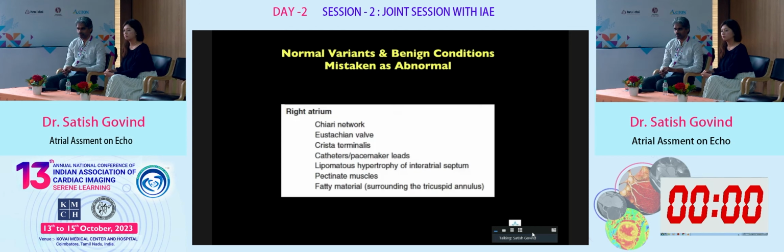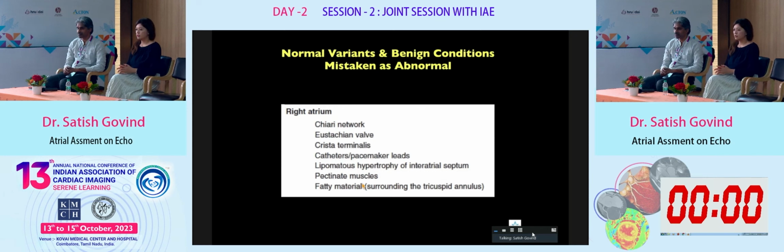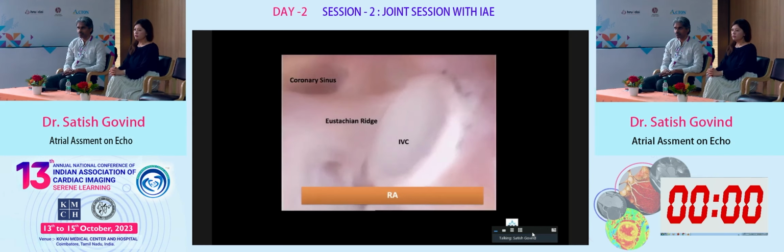Now, quickly moving on to the right atrium. Your right atrium is more difficult in terms of a lot of abnormal variants. And this again has been mistaken for a lot of pathologies. That's why we end up having a lot of need for imaging modalities like MRI and CT over there.